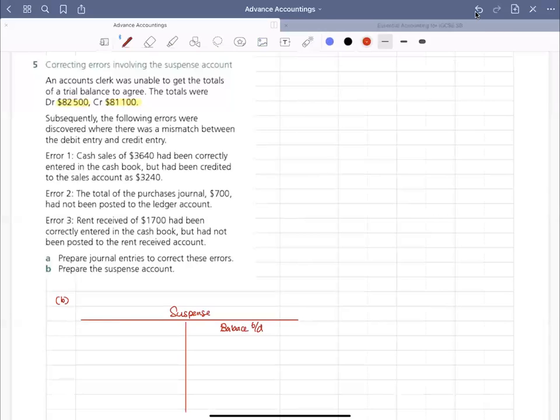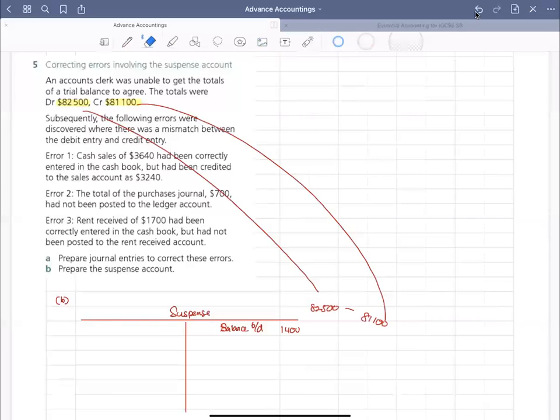So 82,500 from here, we're going to minus this one, 81,100. Then we're going to get 1,400. Okay, so that's the amount that we need to fix the errors. So let's look at the first error.